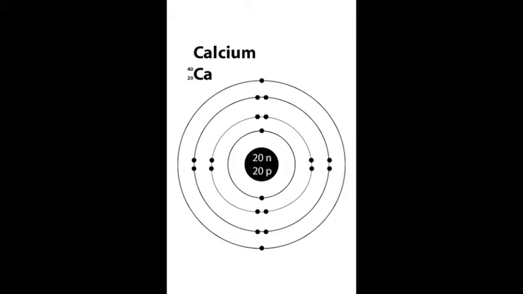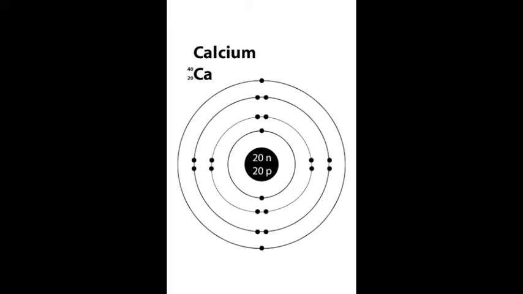This is what calcium looks like. Because calcium is number 20 in the periodic table, it means that it has 20 protons and neutrons in the atom nucleus, and it has 20 electrons spread in 4 outer shells.